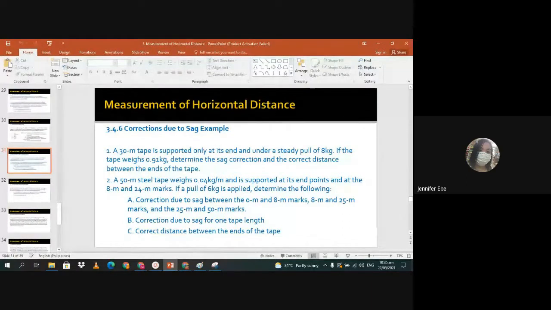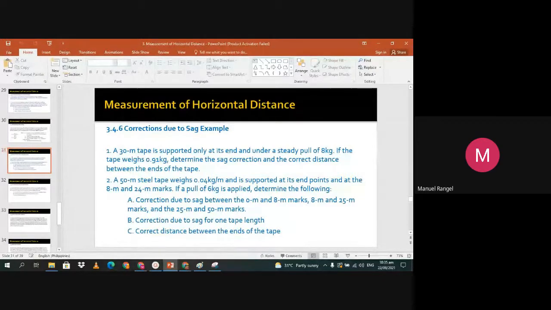A 50-meter steel tape weighs 0.04 kilogram per meter and is supported at its end point and at the 8 meter and 24 meter marks. If a pull of 6 kg is applied, determine the following. A. Correction due to sag between the 0 meter and 8 meter mark, 8 meter and 25 meter marks, and the 25 meter and 50 meter marks. B. Correction due to sag for one tape length, and C. Correct distance between the ends of the tape.